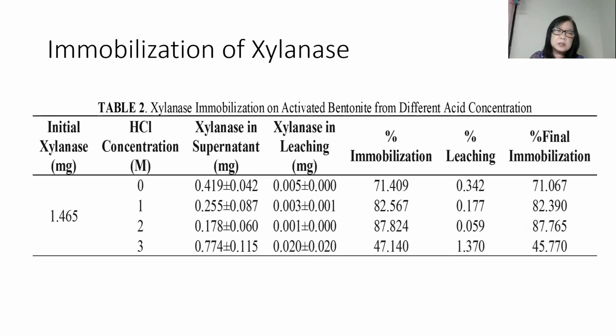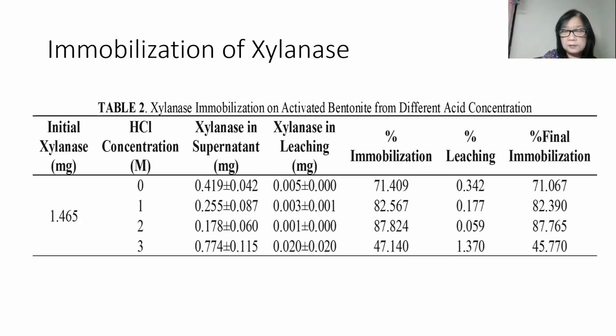This table shows the immobilization of Xylanase, and we finally get that the best percentage of immobilization is using the 2 molar hydrochloric acid concentration. So we get a percentage of immobilization of about 87%. The reaching is 0.059%, and then we get the final immobilization of 87.7%. This is the best immobilization, using 2 molar hydrochloric acid for pretreatment of the bentonite.